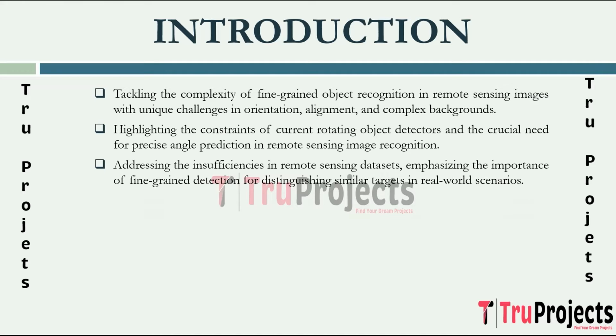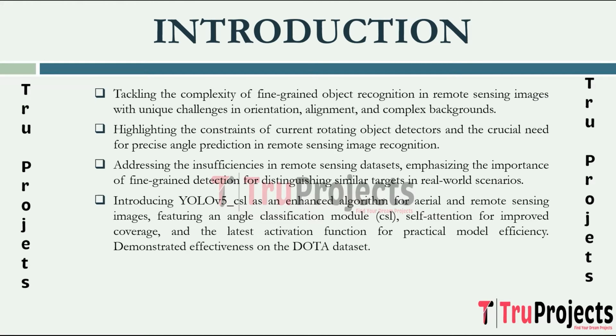The project introduces a novel method, which is YOLOv5 CSL, an improved version of the YOLOv5 algorithm specifically tailored for fine-grained object detection in aerial and remote sensing images. Key contributions include the addition of an angle classification module, which is CSL, for accurate estimation of rotating target angles, the incorporation of a self-attention mechanism to enhance the model's perceptual field, and the utilization of the latest activation function to reduce model parameters and improve practicality. Extensive experiments on the public evaluation dataset, which is DOTA, demonstrate the effectiveness of the proposed method in aerial object detection.